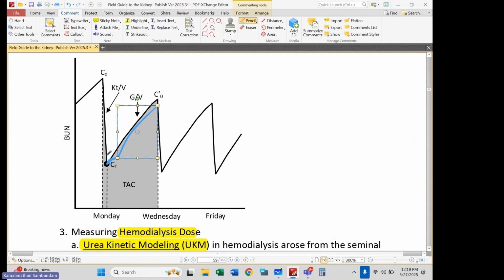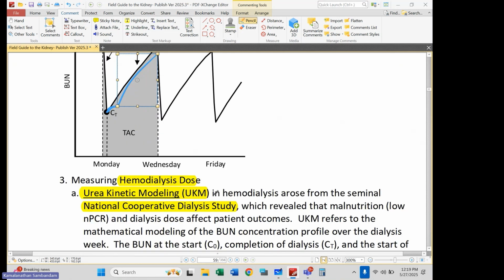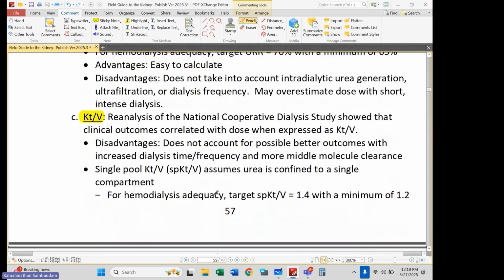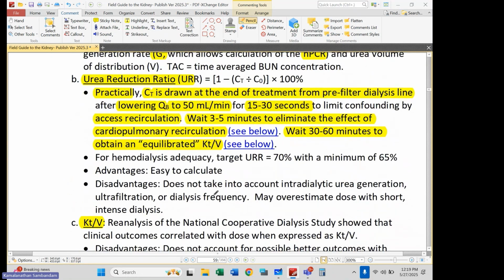So that urea rebound is the so-called equilibrated urea concentration after intracellular urea moves to the extracellular space, resulting in that rebound because you are clearing urea more quickly than it can emerge from the intracellular space. That rebound is a direct result of that phenomenon, okay? In practice, we never obtain equilibrated KT over Vs. That's really mostly something that's relevant as you interpret studies that have been done in the dialysis space, okay?